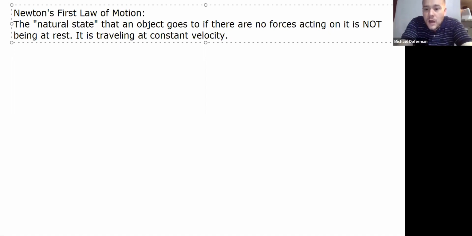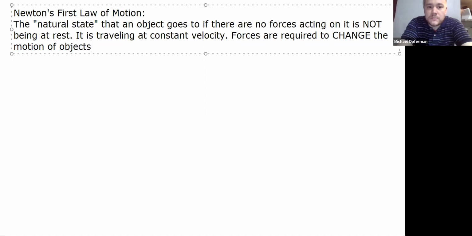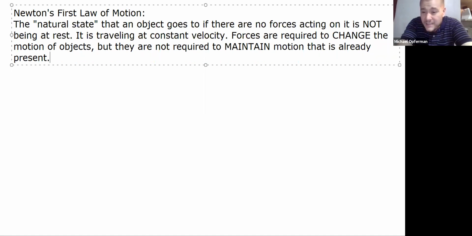So in other words, forces are required to change the motion of objects, but they are not required to maintain motion that is already present. In fact, you actually need a force to get rid of motion once you have it. So you need a force to add motion to the system. You also need a force to take away motion from the system. And you also need a force to change the amount of motion in a system. I'm being very nebulous about what exactly amount of motion means. We'll get to that later on.